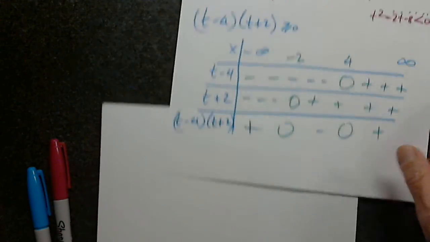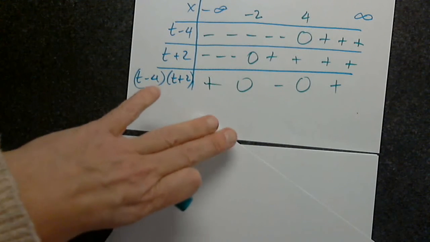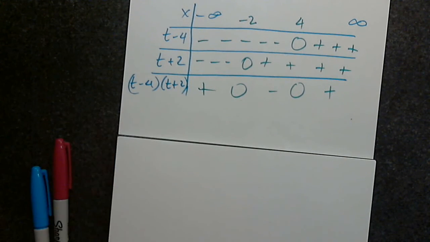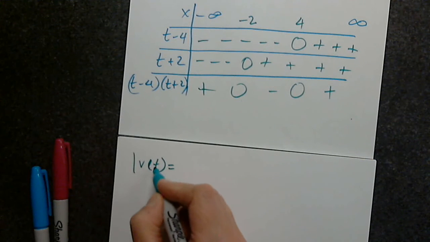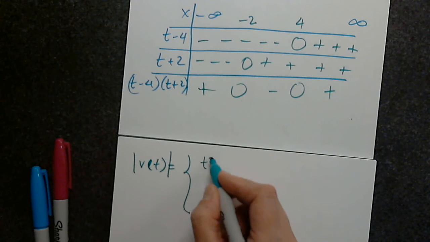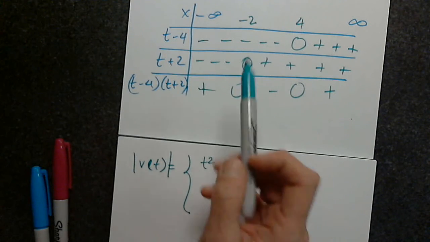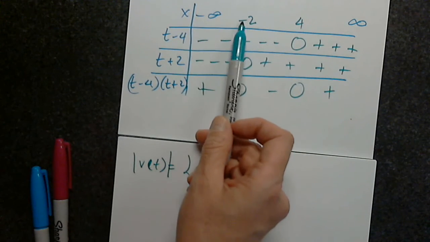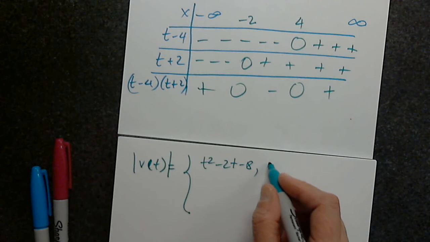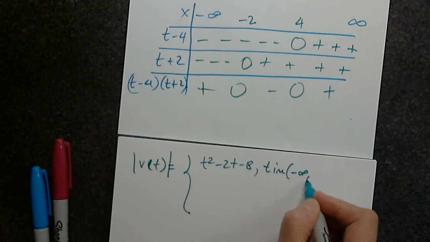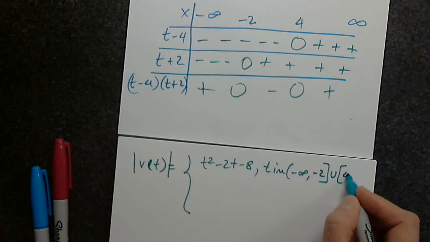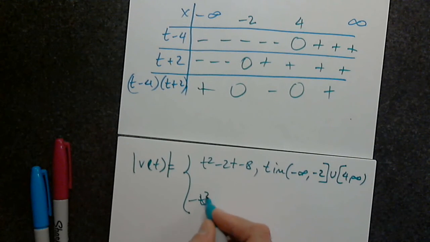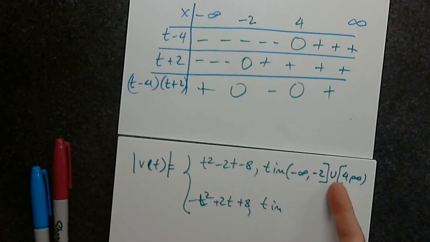I'm going to write it one more time. So the absolute value of v of t is t squared minus 2t minus 8 for t in the interval negative infinity to negative 2 union 4 to infinity. And it's negative t squared plus 2t plus 8 when? When t is in the interval? Yes.